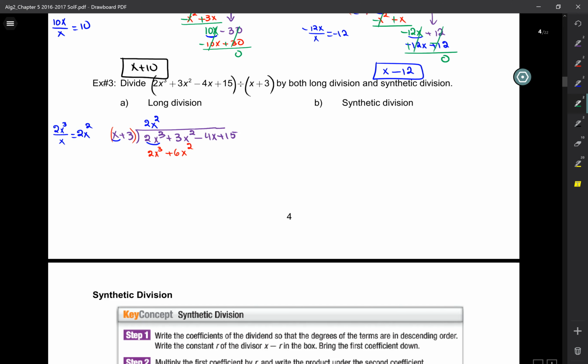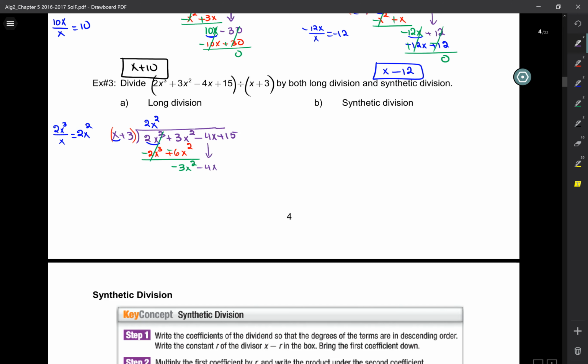Now, we subtract. The 2x cubes go away. If those first terms don't go away, you're doing something wrong. So go back and check. And if I subtract the second terms, I get how much? Negative 3x squared. Now what do I bring down?